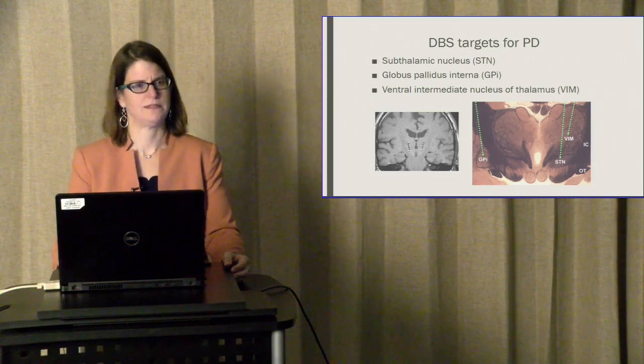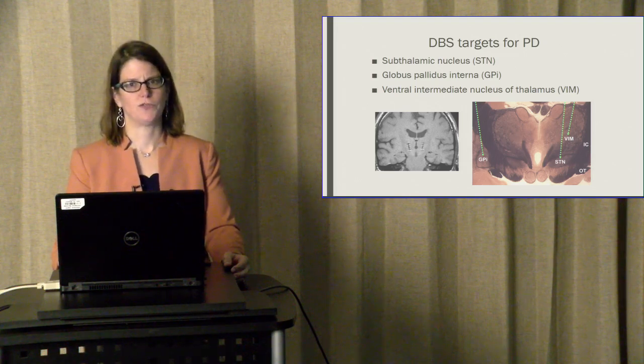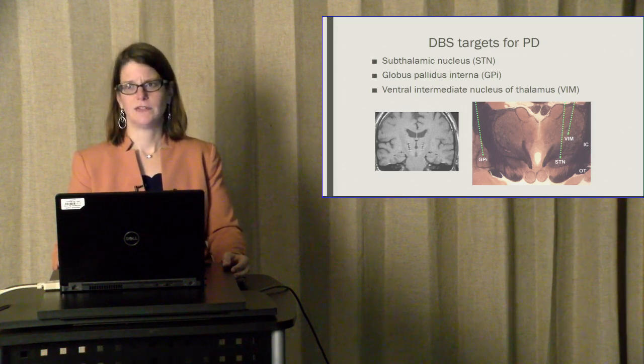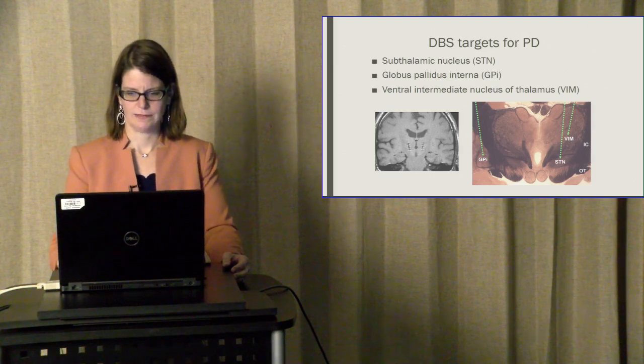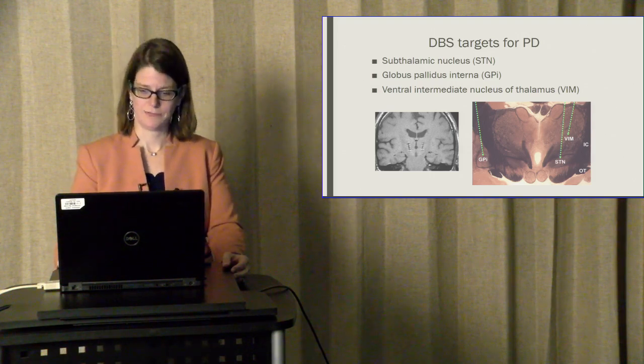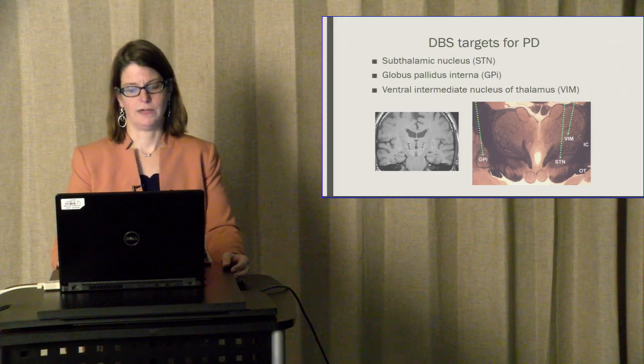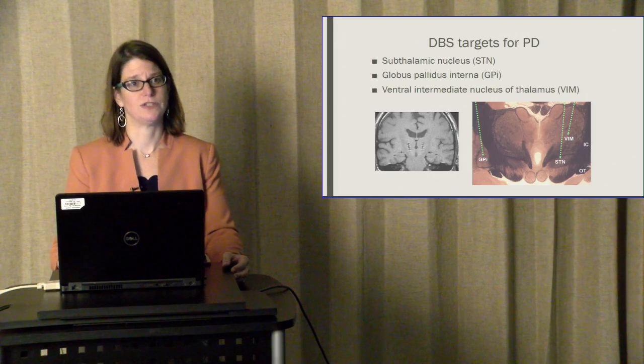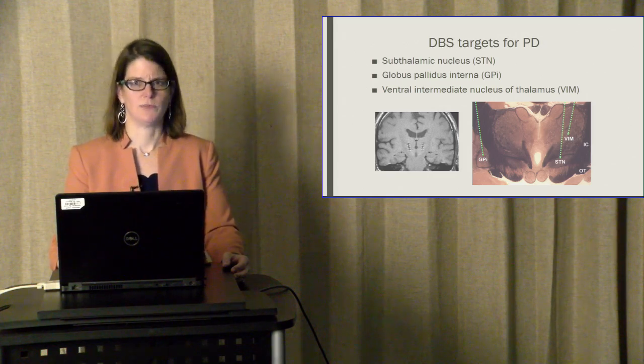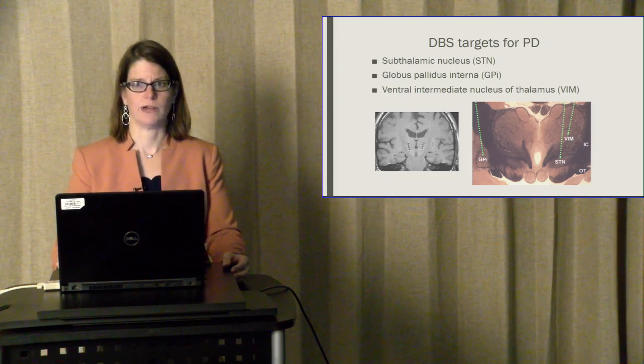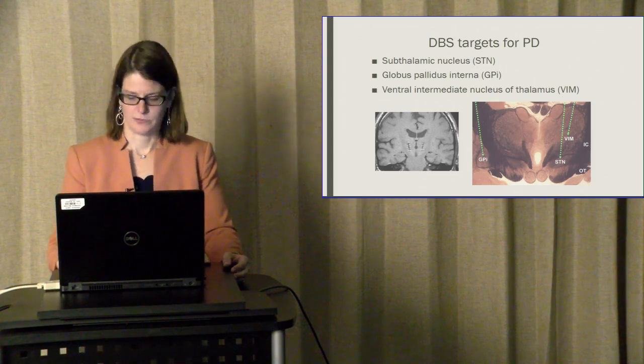And then the globus pallidus interna is another site. It's very useful for patients who also have dystonia. It's good for treating that, and that's on that right panel toward the left. And then the ventral intermediate nucleus of the thalamus is very effective for tremor, and we use that one most commonly for essential tremor. Not as often these days in Parkinson's because it's not as good at treating bradykinesia or rigidity, but very effective for tremor.